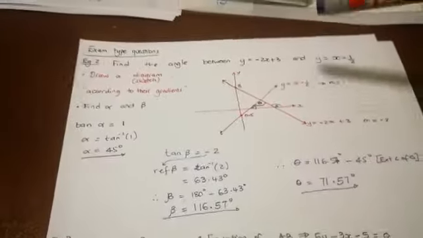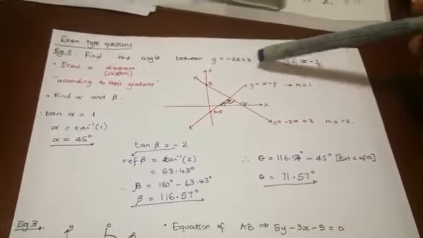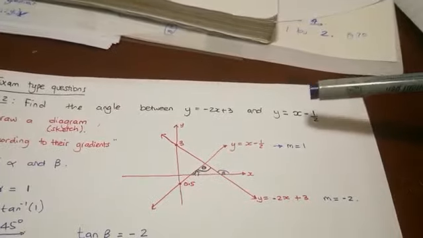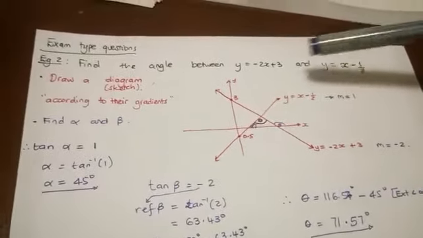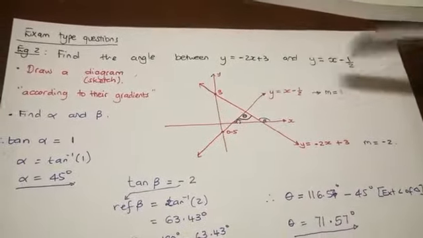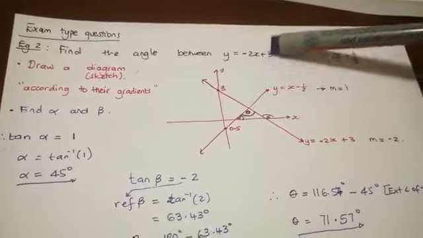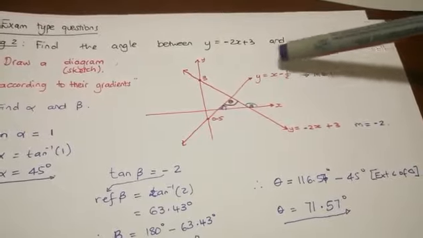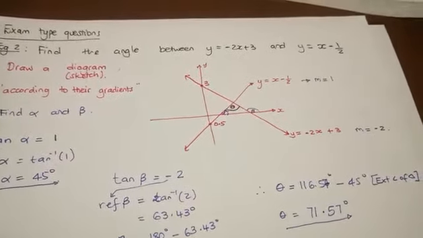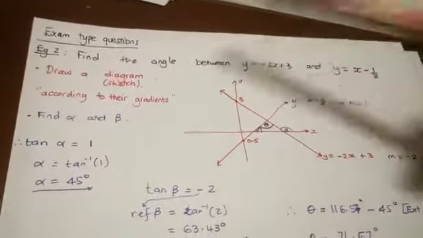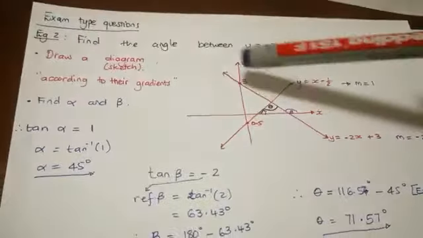The first one says find the angle between y equals 2x plus 3 and y equals negative 2x plus 3, and then y equals x minus a half. Now remember, this can be written anyhow. They could have written y plus 2x minus 3 equals 0. You always have to remember that it has to be written in this format. So if it is not written like that, you have to rewrite it so that you can pick your gradient nicely.